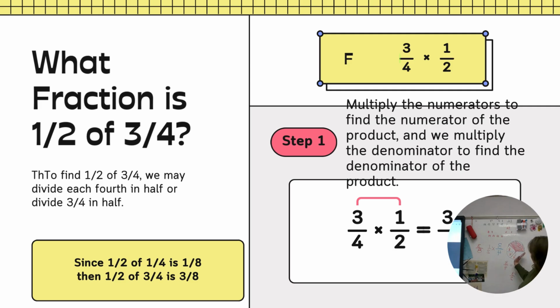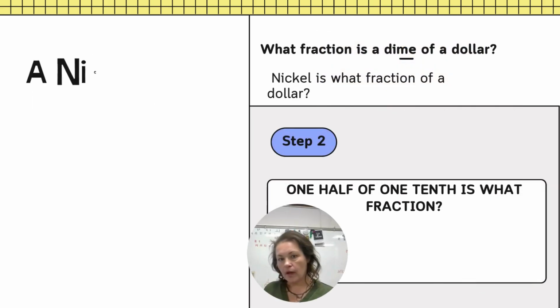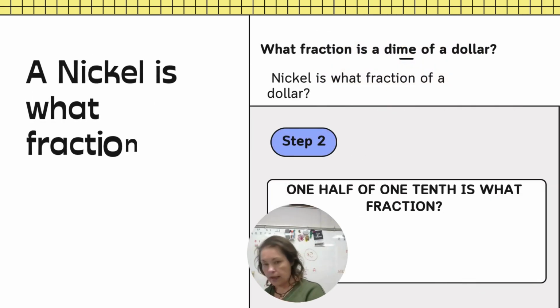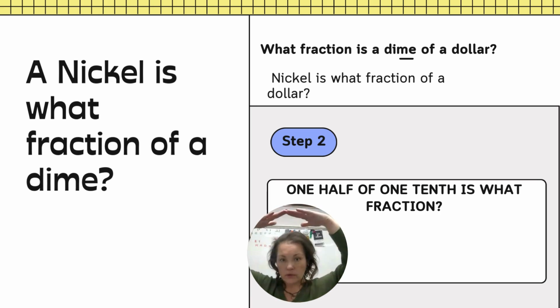Does that look like half of the 3/4 that we had? I think it does. So we multiplied the numerators to find the numerator of the product, and we multiplied the denominators to find the denominator of the product. What are your thoughts? Any questions? What questions at this point? Okay, so we know that 1/2 of 3/4 is 3/8 of the whole circle.